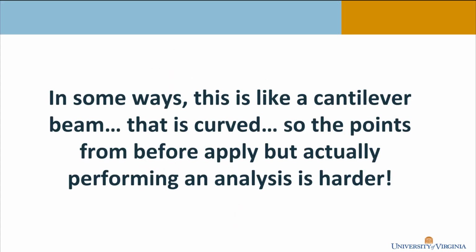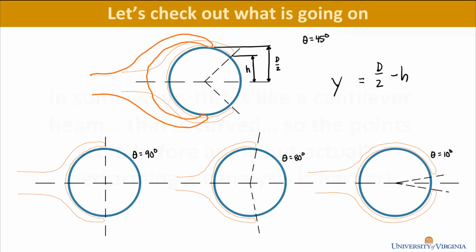So we've already established that this is somewhat like a cantilever beam, but in this case, the beam is curved as it wraps around the pole. All the points from before apply, but performing the analysis by hand is harder because the beam isn't straight anymore. So we're not going to perform the analysis, but we are going to see about some of the same points and how they could affect your thinking when you're designing such a part.